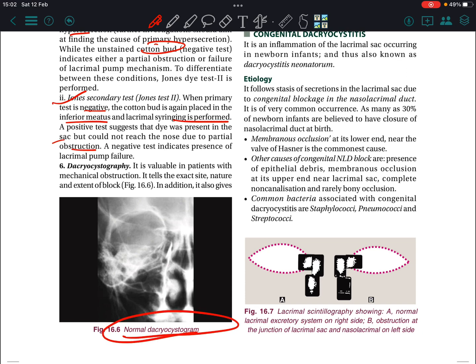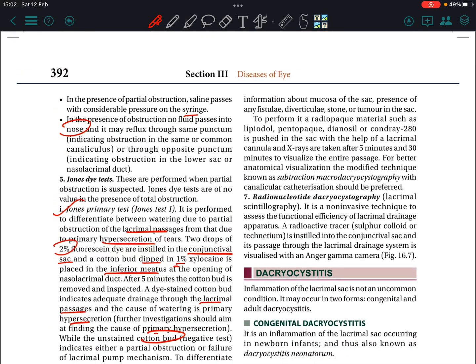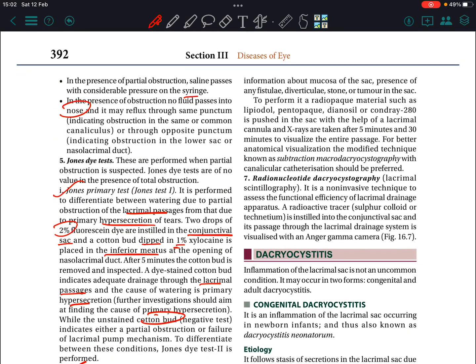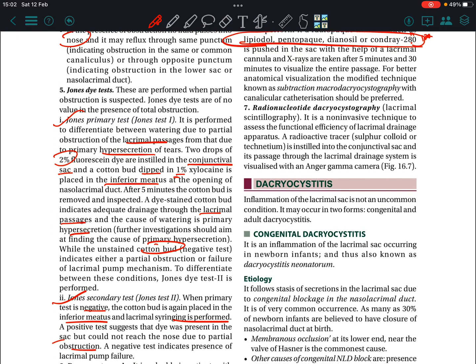Dacryocystography. Normal dacryocystogram. It is valuable in patients with mechanical obstruction. It tells the exact site, nature, and extent of the block. Radionuclide dacryocystography is a non-invasive technique to assess the functional efficiency of lacrimal drainage.